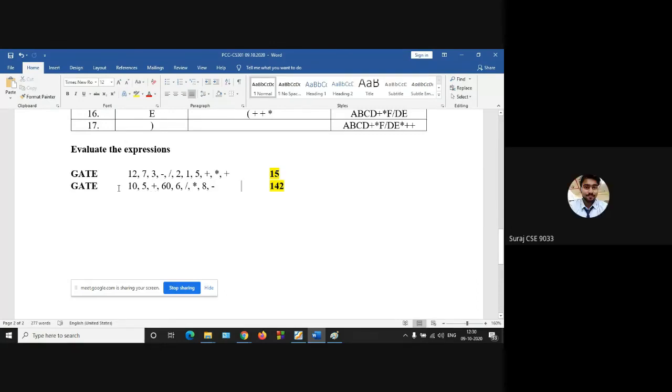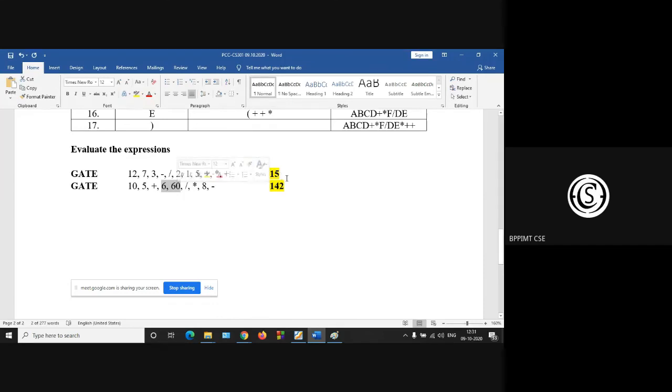Yes, sir. And what if we exchange the places of 6 and 60? I mean, we place 6 first, then 60. Then we will put 0 in the stack while dividing? No. You have to take the two operands, and this is not 6 by 60. This is 60 by 6. Just normal evaluation.